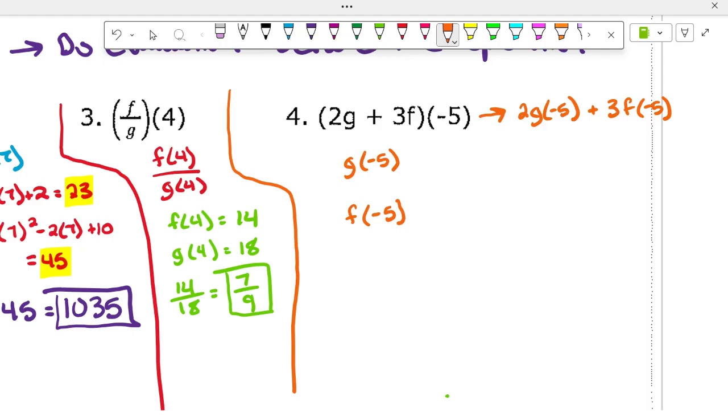Now, very quickly, find g of -5 and f of -5 on your own. That's all I want you to find. Find g of -5 and f of -5. Don't do anything else.